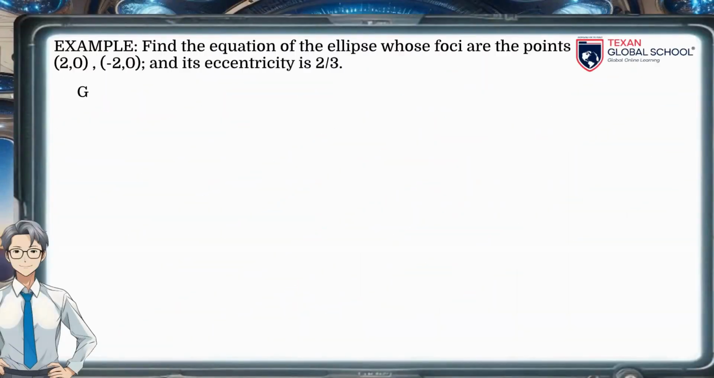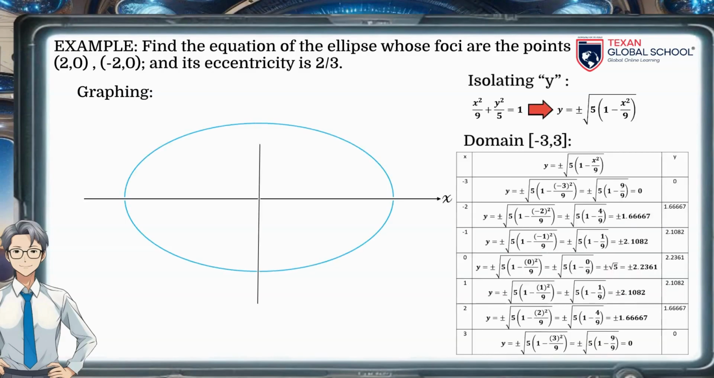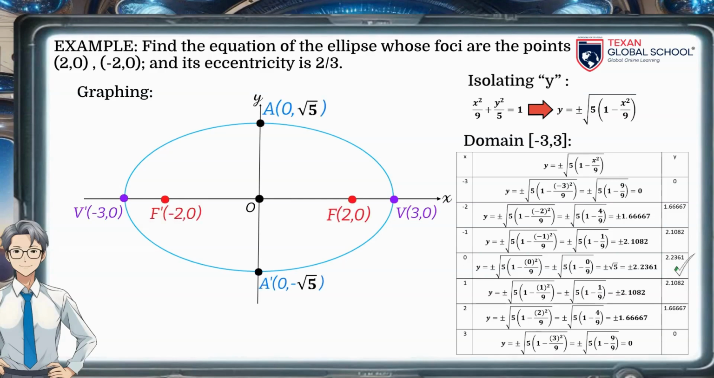Let's graph. By solving for y, we can see that the domain is from negative 3 to 3. Any value proposed outside this domain will give some value outside the set of real numbers. So the tabulation confirms that the vertices are at (3, 0) and (-3, 0). The ends of the minor axis are at (0, ±√5).